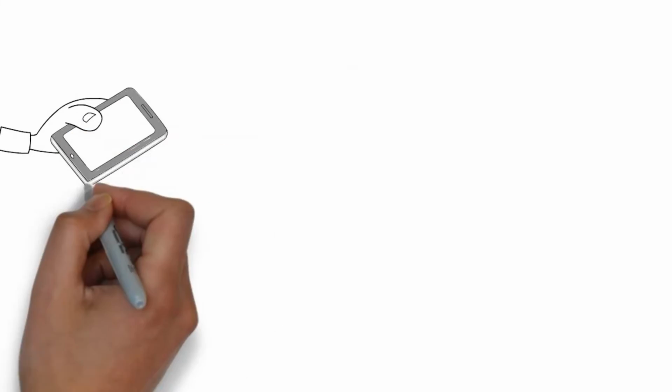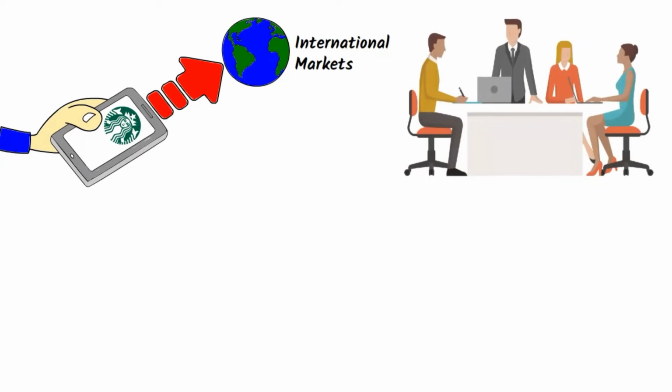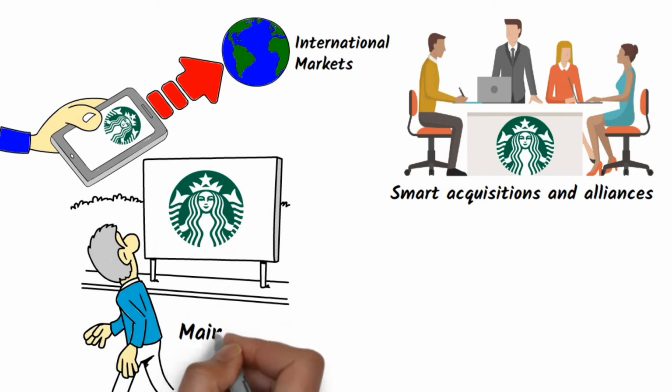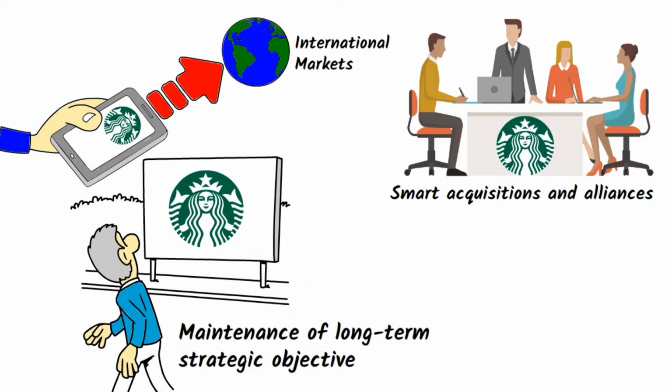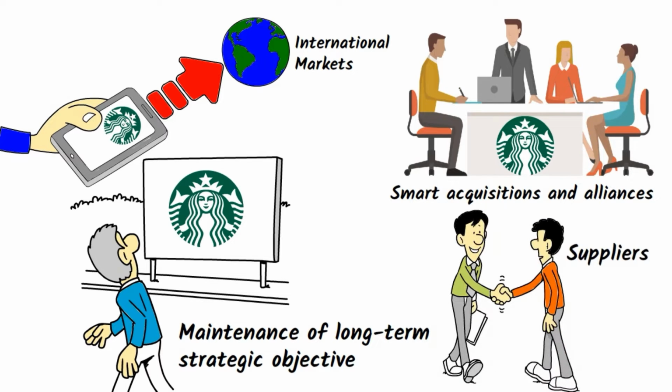Successful deployment of its business strategy of organic expansion into international markets, horizontal integration through smart acquisitions and alliances, and maintenance of its long-term strategic objective as the most recognized and respected brand in the world are all enabled by the company's other core competence, its human resource management's values-based approach to building solid internal and external relationships with suppliers.